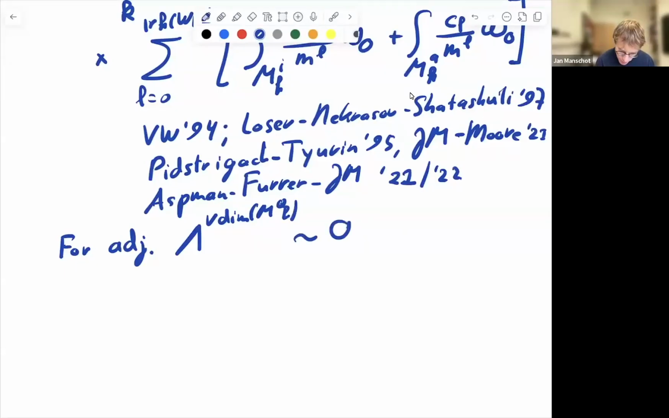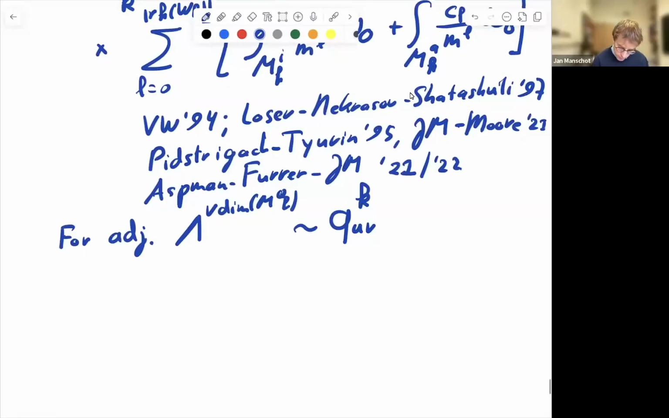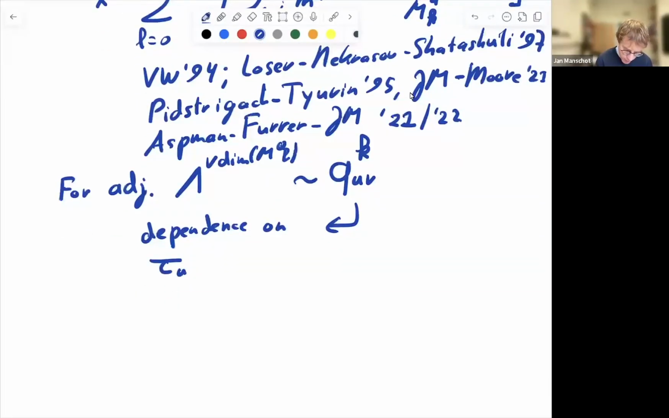is replaced by the UV coupling parameter q_UV to the power K. It's dependence on the UV coupling constant tau_UV. So we get an interesting interplay in that case. I will elaborate a bit on it, that we have both a UV coupling constant tau_UV, and then there is an effective coupling constant tau, which is integrated out.